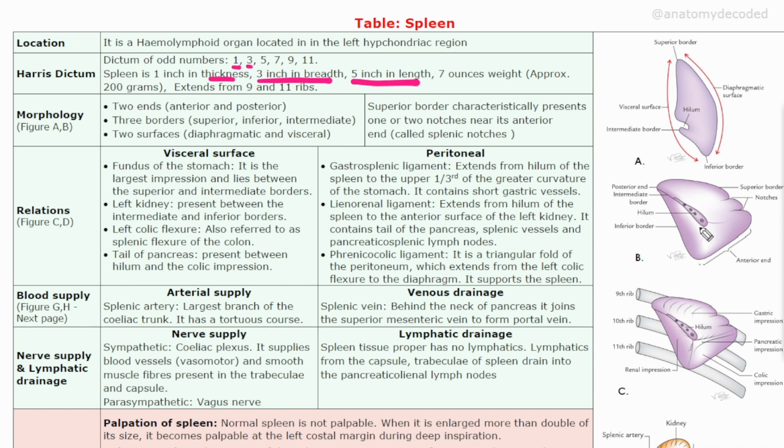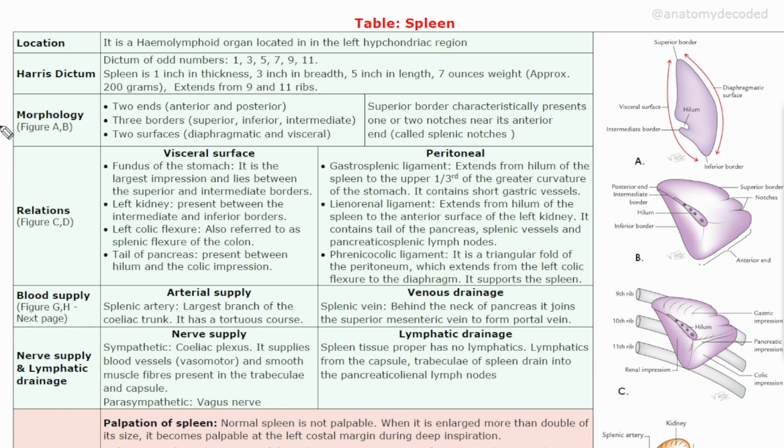If you see the spleen here, length would be like this. Anterior-posterior length would be around 5 inches. Breadth is 3 inches, and thickness is 1 inch. 7 ounces weight, approx 200 grams, and extends from the 9th rib to the 11th rib. As we can see here, this is the 9th rib, this is the 11th rib. Spleen extends between these ribs.